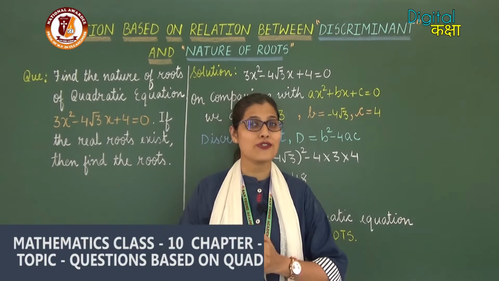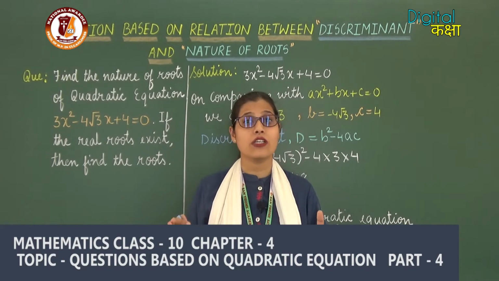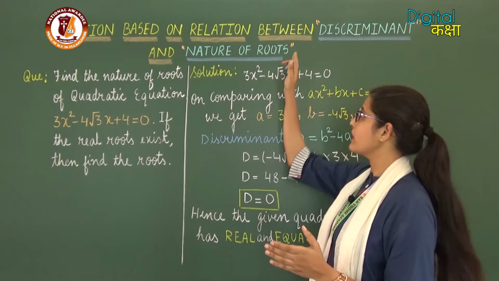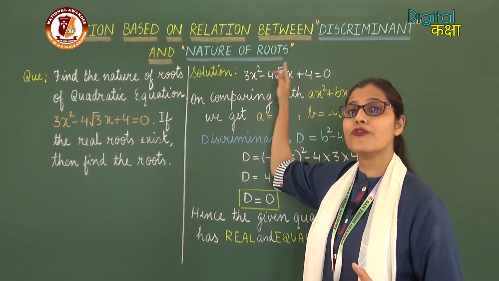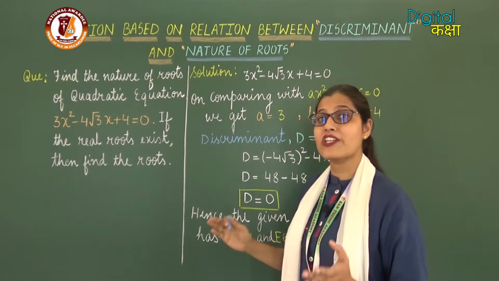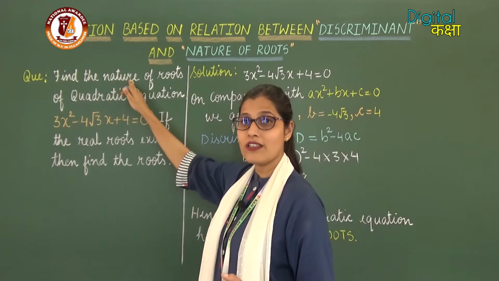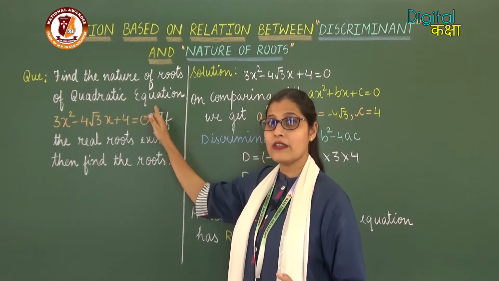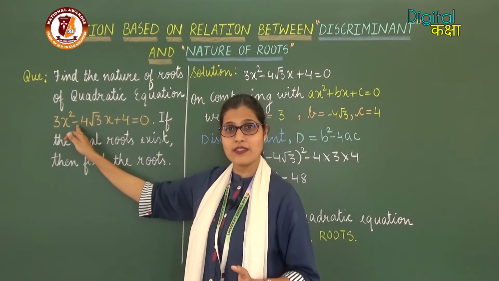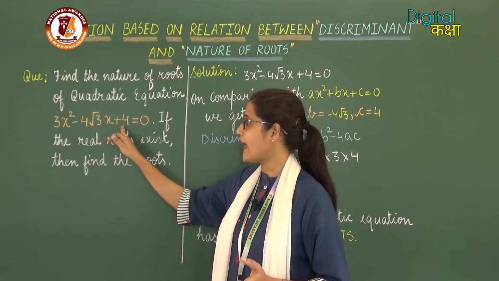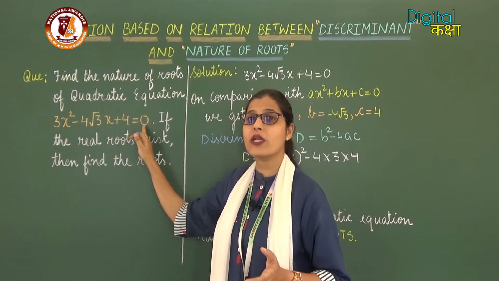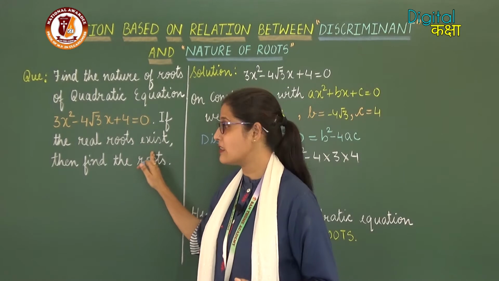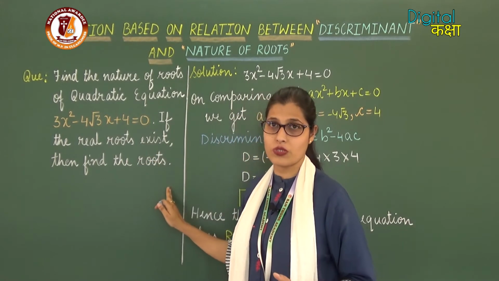Hello students, today we will be learning the question based on the relation between discriminant and the nature of roots. So the question is, find the nature of roots of quadratic equation 3x² − 4√3x + 4 = 0. If the real roots exist, then find the roots.